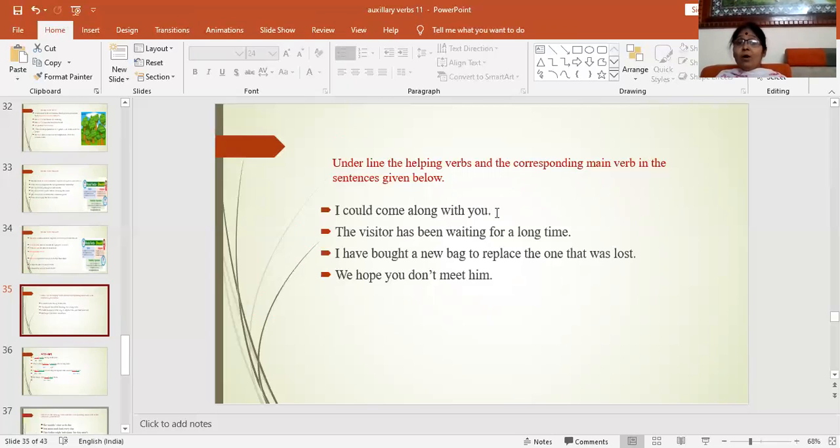I could come along with you. In this, you should underline the main verb and helping verb. The visitor has been waiting for a long time. I have bought a new bag to replace the one that was lost. We hope you don't meet him. Right? Now let us check with the answers.